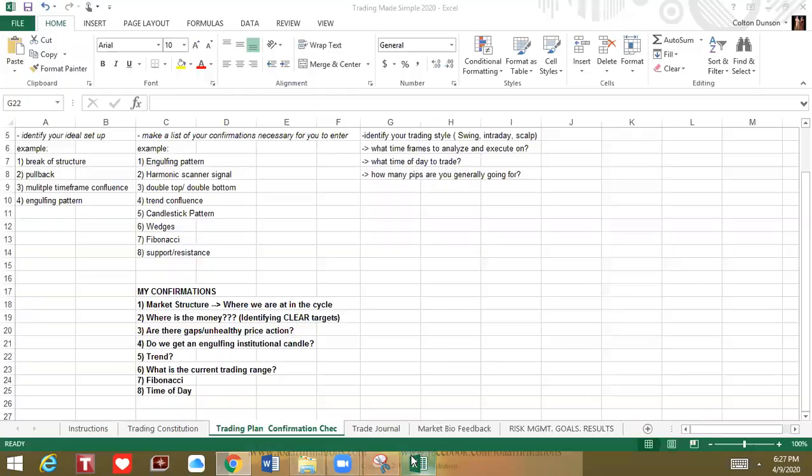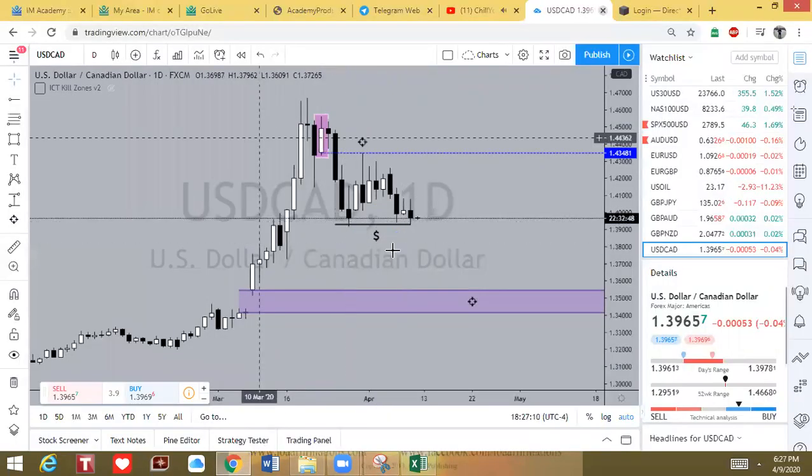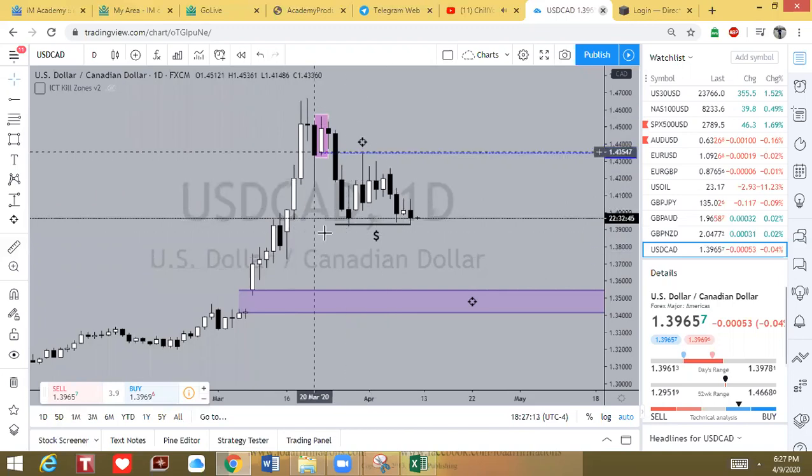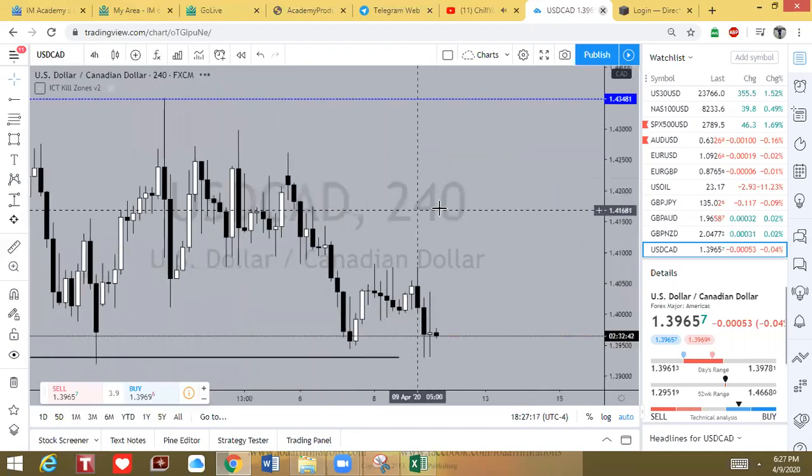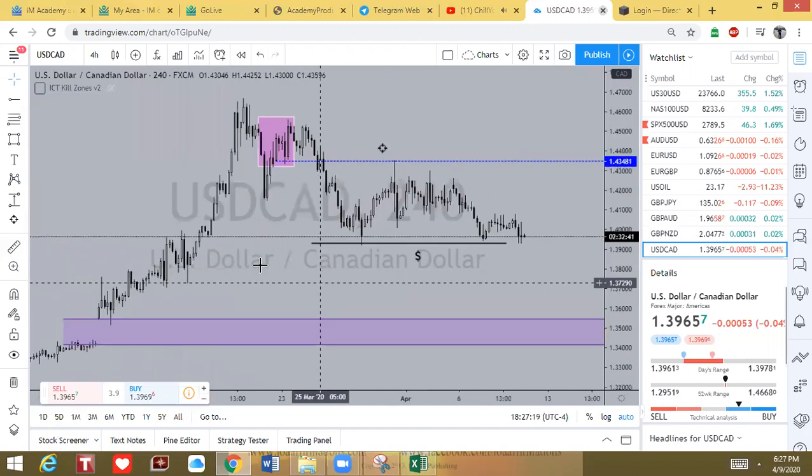So, just based on this overall trend, where's the money? Is there unhealthy price action or gaps? Do we get engulfing institutional candles? I've literally been able to confirm all that on a daily time frame, right? Now, the same thing I do on the daily is the same thing I do on the 4-hour. I'm really not looking for anything different.